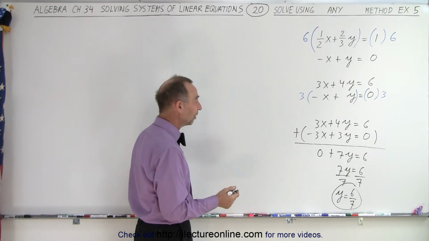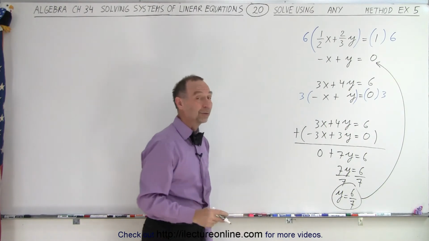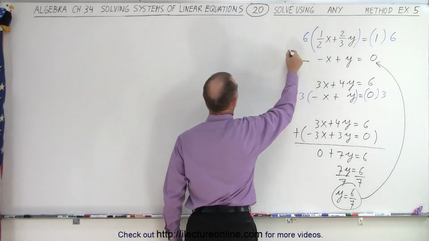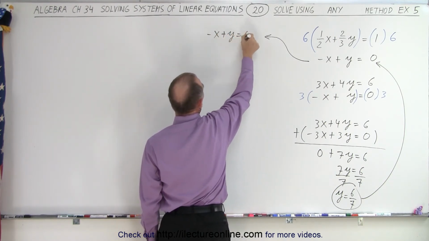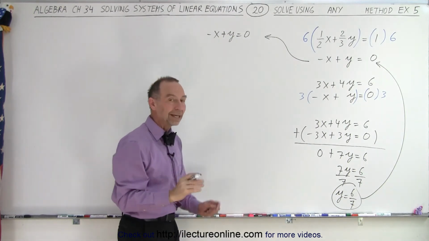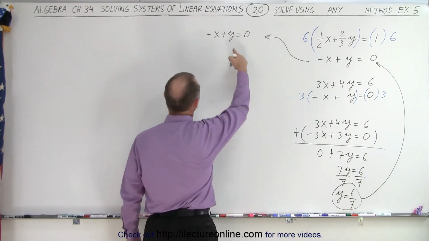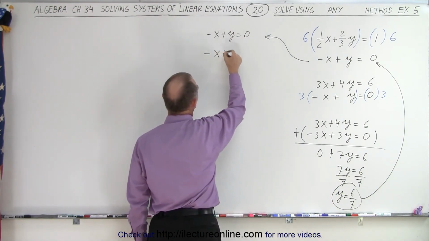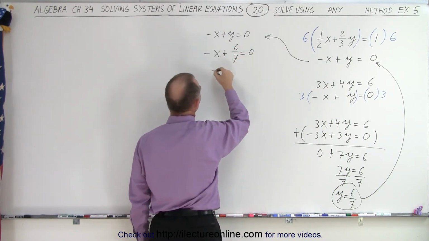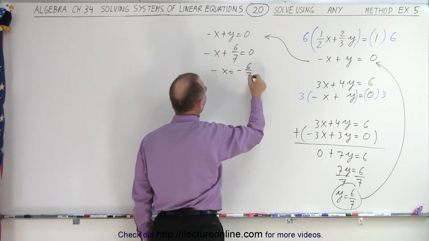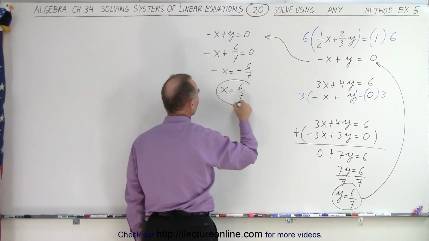Now, how do I find my second variable? I do that by plugging this into one of the two equations. And of course, I always try to pick the easiest of the two equations. So let's come up here, and we write minus x plus y equals 0. Notice how I just repeat writing the equations over again to make it easier to solve this. Now we're going to plug y equals 6 over 7 in there instead of y. So minus x plus 6 over 7 equals 0. Move that to the other side. I get minus x equals minus 6 over 7. And now I'm going to multiply both sides by negative 1. So x equals 6 over 7. So there's my x value.